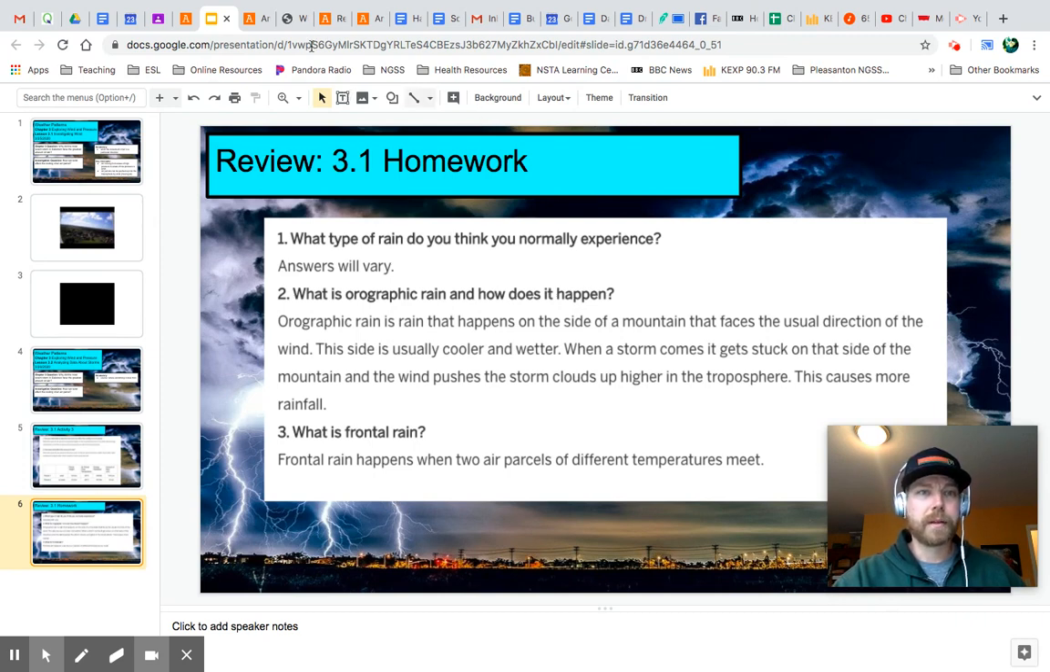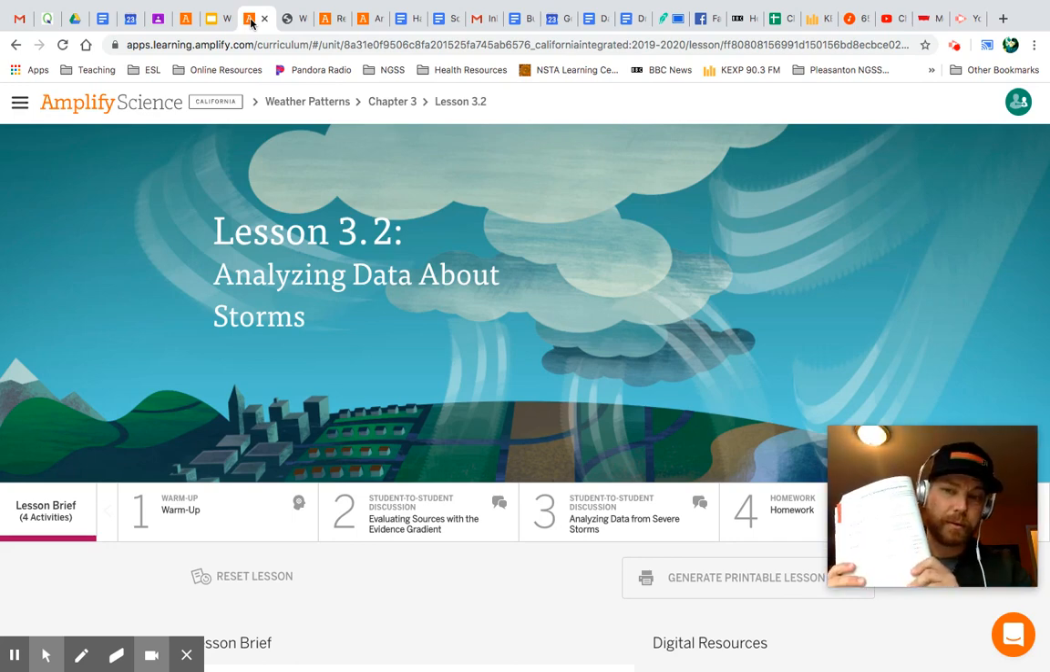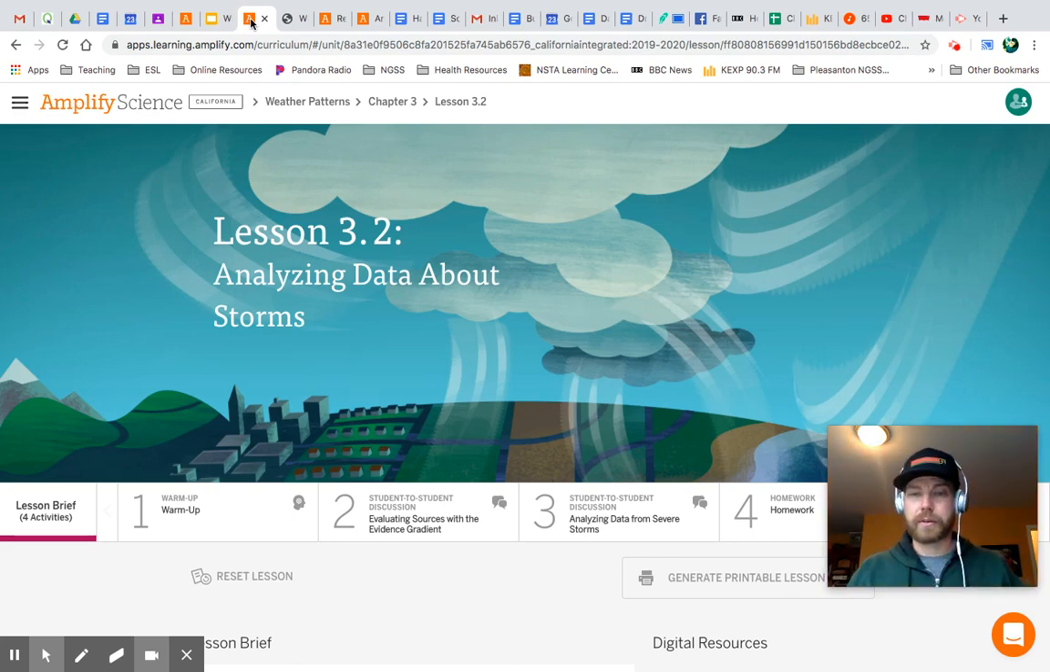So let's go ahead and jump into today's lesson. 3.2, I'm going to go ahead and read because I love doing that. The introduction for our lesson, to find out where we're going.